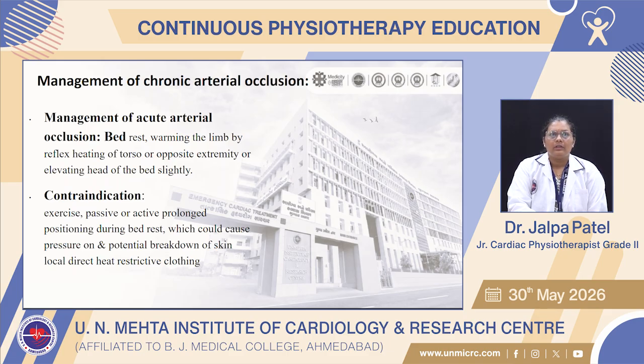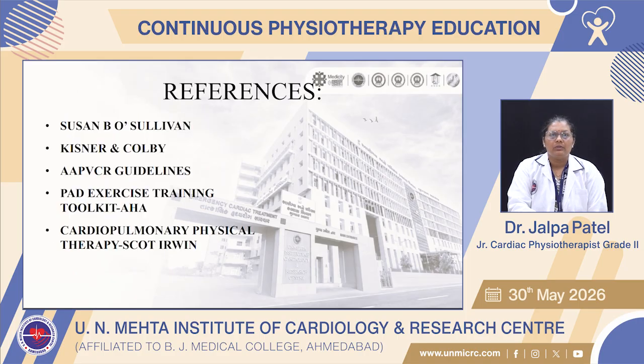Management of acute arterial occlusion: bed rest, warming the limb by reflex heating of the torso or opposite extremity, or elevating the head of the bed slightly. Contraindications are exercise, passive or active, and prolonged position during bed rest, which could cause pressure on and potential breakdown of skin, local direct heat, and restrictive clothing.